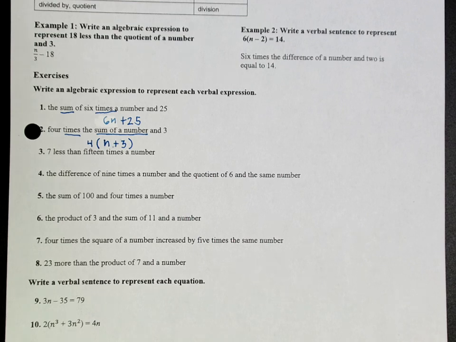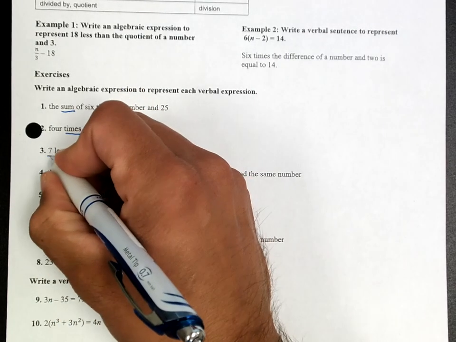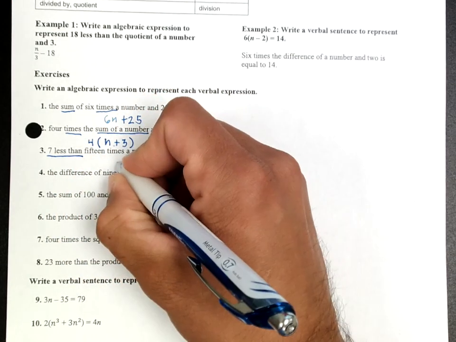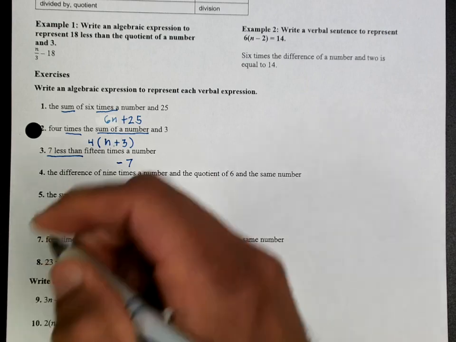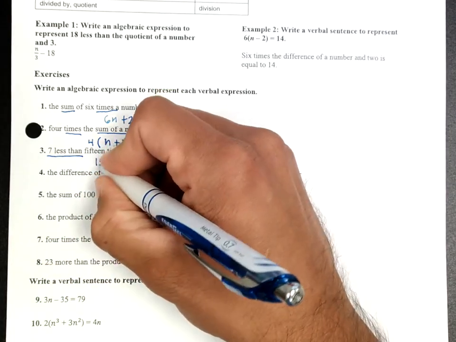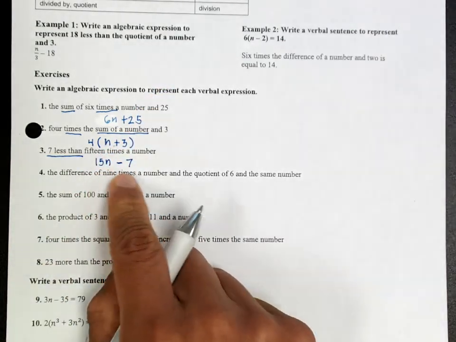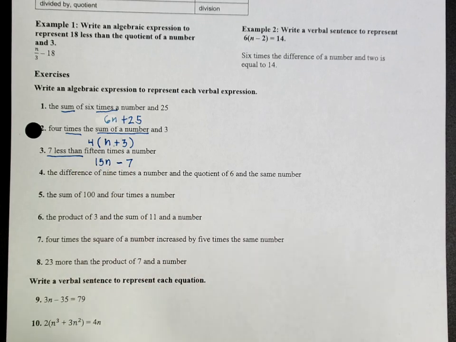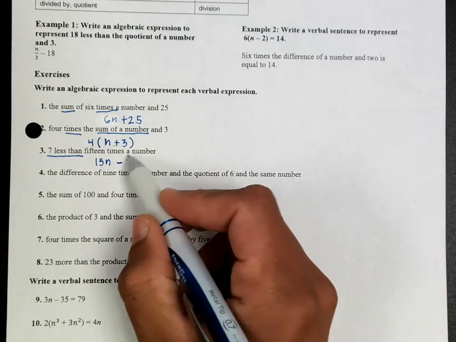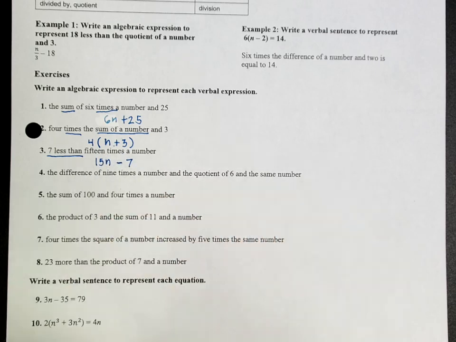Now, on number 3, we have 7 less than 15 times a number. Alright, this one can be a little bit tricky. The 7 less than, that's actually going to be minus 7, and 15 times a number. So that's going to be 15 times a number. A lot of people tend to write this backwards. They will write 7 minus 15n, but remember it says 7 less. So this is 7 less than 15 times a number.